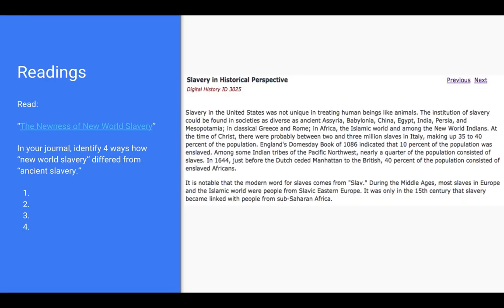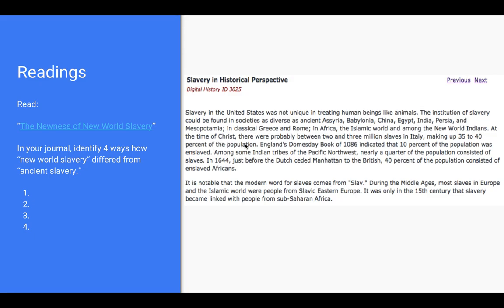All right, so this is going to be primarily for your journal page that we're going to focus on. So I'm going to read this aloud to you, even though I know you can read. It's called Slavery in Historical Perspective. Slavery in the United States was not unique in treating human beings like animals. The institution of slavery could be found in societies as diverse as ancient Assyria, Babylonia, China, Egypt, India, Persia, and Mesopotamia. In classical Greece and Rome, in Africa, the Islamic world, and among the New World Indians.